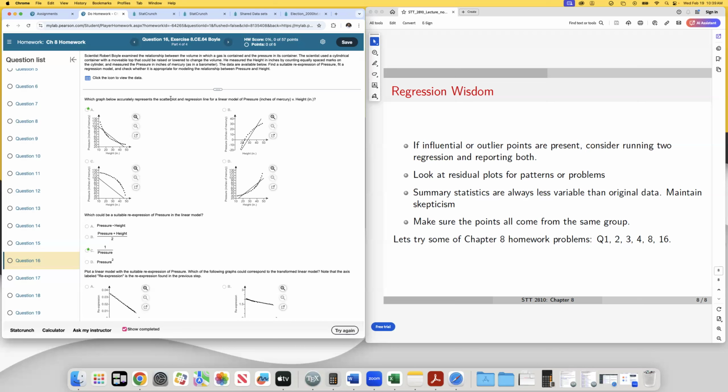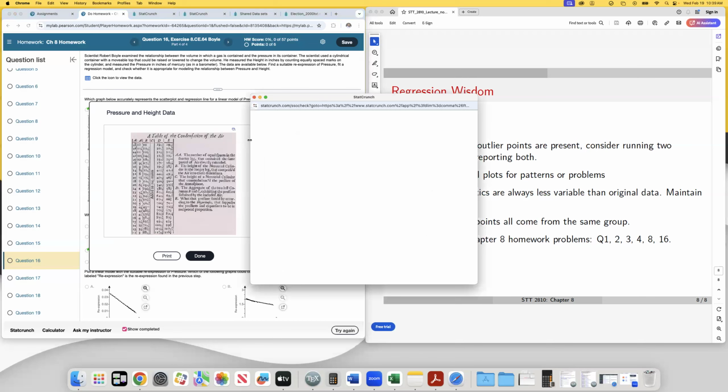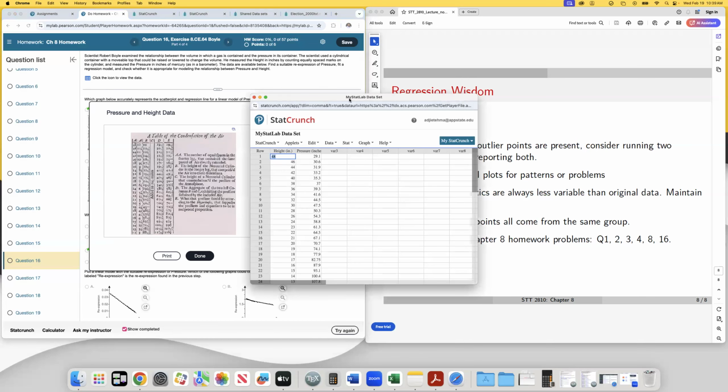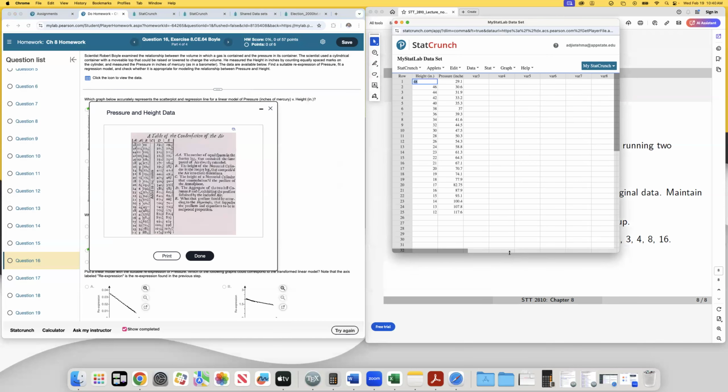So let's look at what the first question is saying. Which graph below accurately represents the scatter plot and the regression line for the linear model of pressure versus height? So we just need to click on this data here, and then click on this one here, and click on open and start Crunch. So you see, I have been able to open the data and start Crunch here.